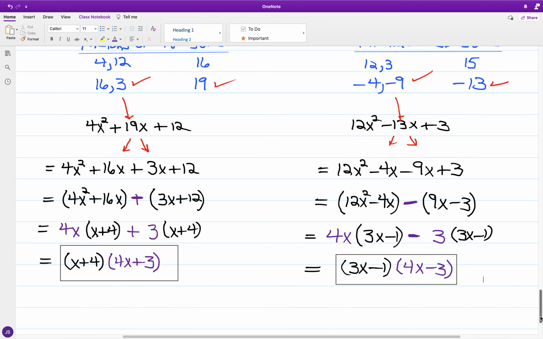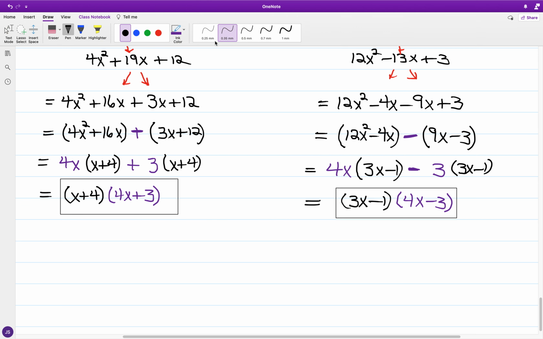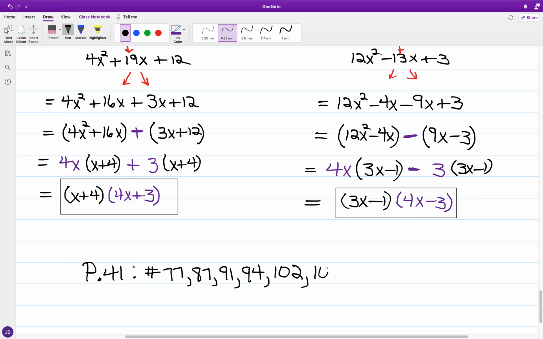All right, and now just some items to be looking into. This is not to turn in. Some of you might be awaiting source materials, but anyway, for practice, we have from the textbook items to look into, from page 41, numbers 77, 87, 91, 94, also 102, and also 106.